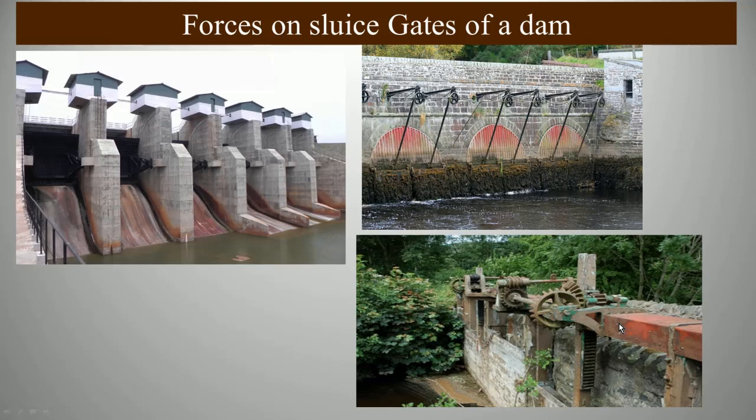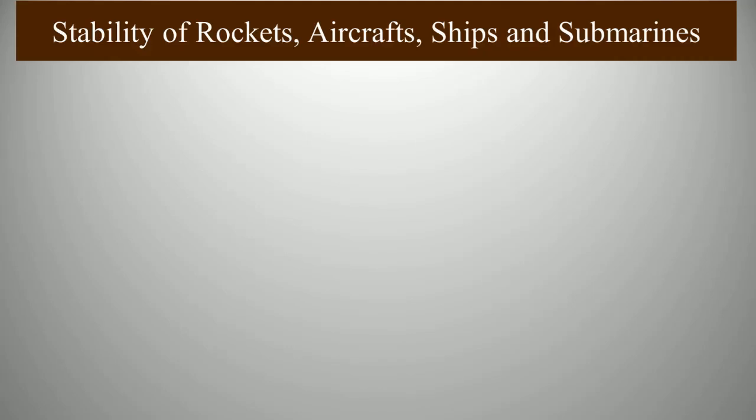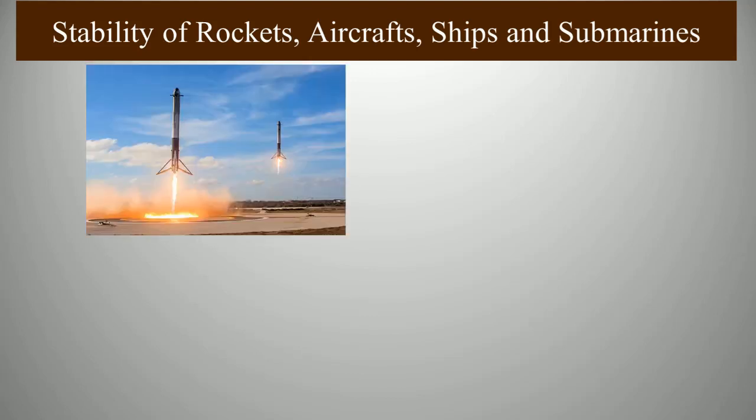Another application is in stability of rockets, aircraft, ships and submarines. Whenever we consider all these machines, there are three types of forces which act on them. One is gravity, which acts at the center of gravity of the whole machine. The second is the center of pressure, where the whole pressure forces may be assumed to act. The third is the center of buoyancy, where all the buoyancy forces may be acting. So the interaction of these gives the stability.